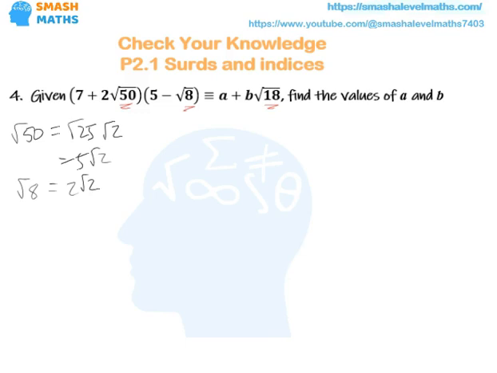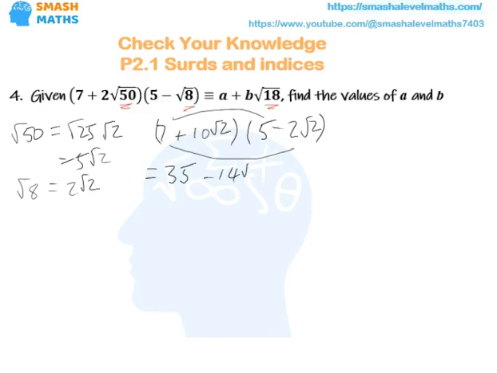So we've got 7 plus 2 lots of root 50. So root 50 is 5 root 2, so 2 lots will be 10 root 2. So there's our first bracket. And then we've got 5 minus the root 8, which is the 2 root 2. So let's do some multiplying out. So we've got 35 from there. Let's go minus 14 root 2 plus 50 root 2. And the last bit is there.